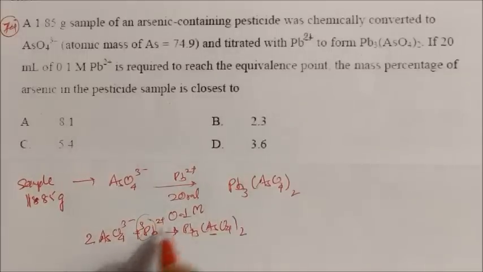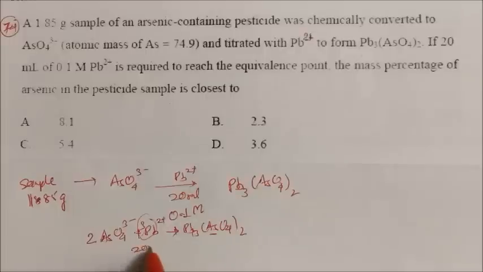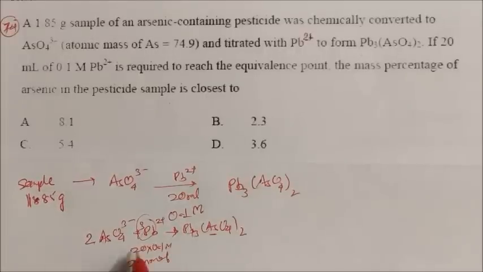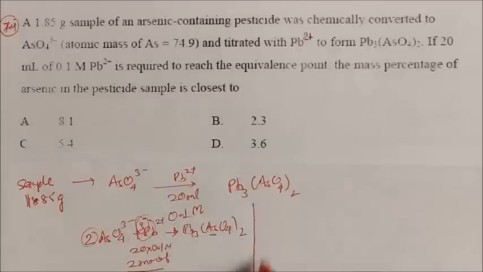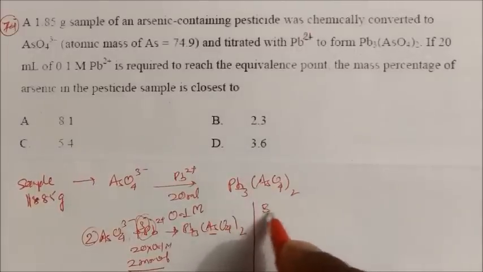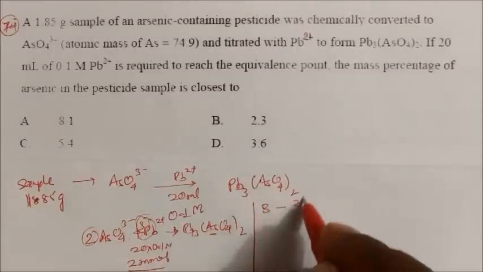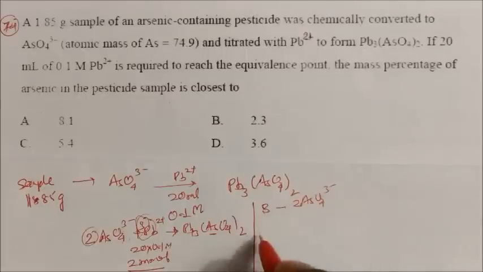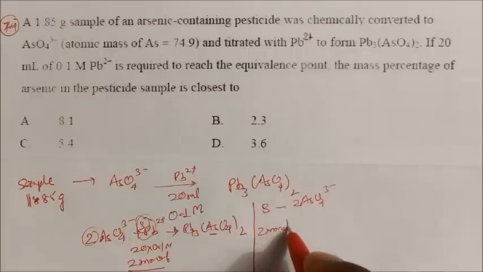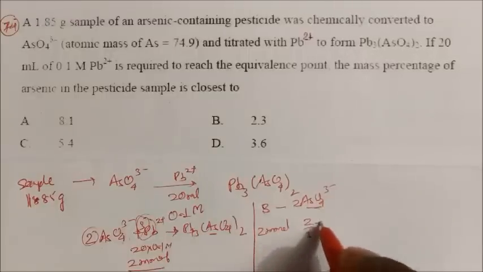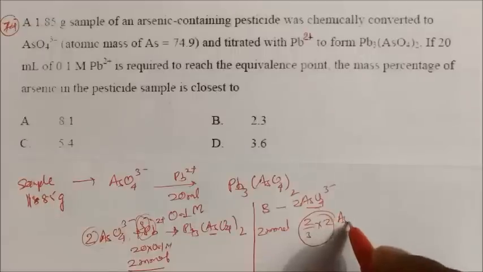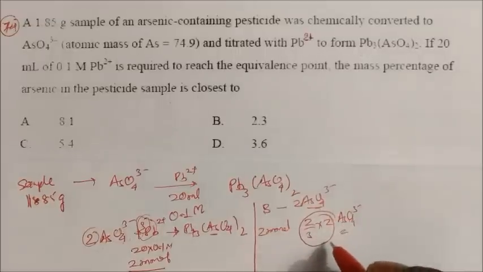What is the moles of Pb used? Moles will be 20 multiplied by 0.1, so this becomes 2 millimole. For 3 moles of lead, we require 2 moles of AsO4 3 negative. So if you take 2 millimole, how much do we require? 2 by 3 into 2. So this much AsO4 3 negative is required.